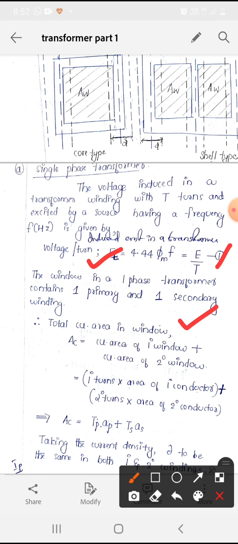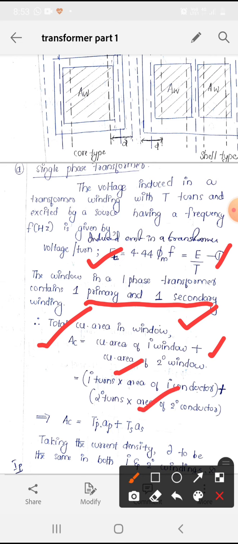Next we need to find the total copper area in window. For single phase transformer, it contains one primary and one secondary winding. Therefore, total area of copper in window is equal to copper area of primary winding plus copper area of secondary winding. Copper area of primary winding means primary turns into area of primary conductor, plus secondary turns into area of secondary conductor.